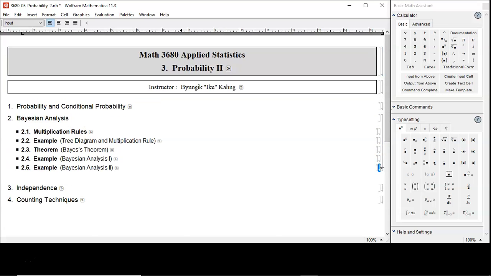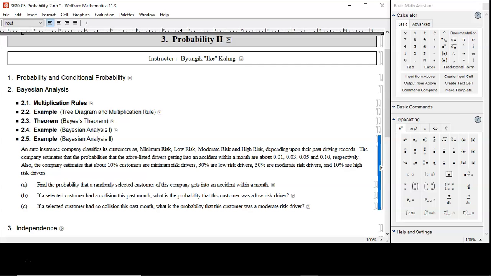And let me switch the order a little bit. Let me do 2.5 before 2.4 because we just went through this in the previous video. An auto insurance company classifies its customer base as minimum risk, low risk, moderate risk, and high risk, depending upon their driving records, and so on and so forth. Exactly the same as before. If necessary, stop the playback and read through. Okay, part A. Find the probability a randomly selected driver of this company gets into an accident within a month, which is actually the same as example 2.2.